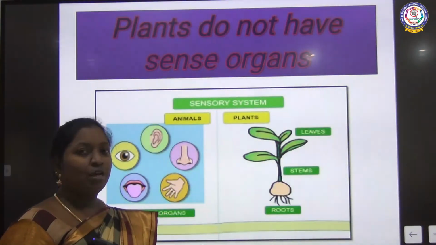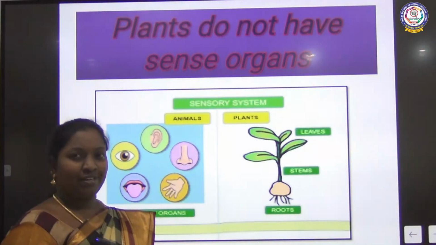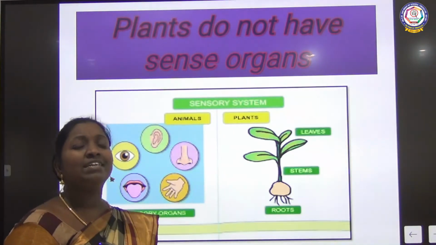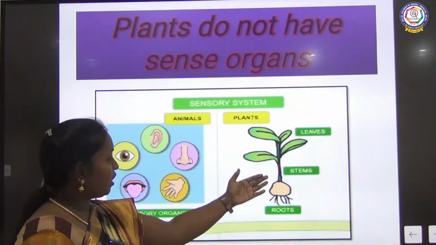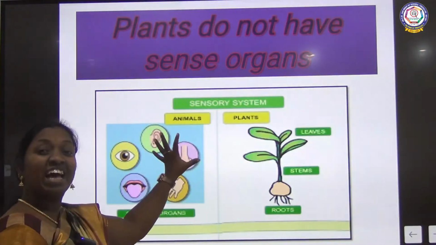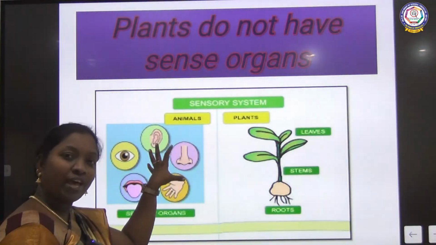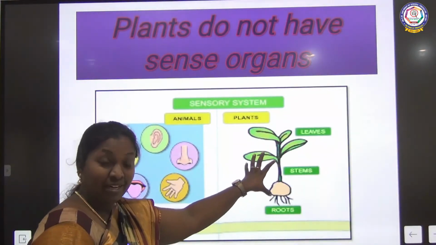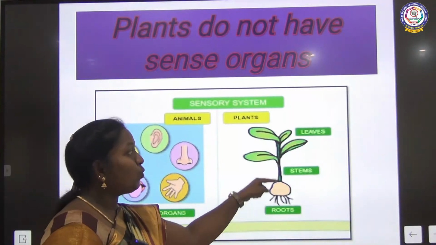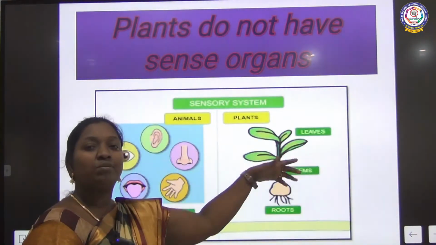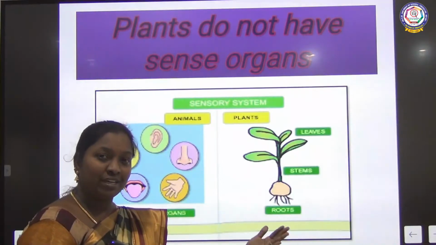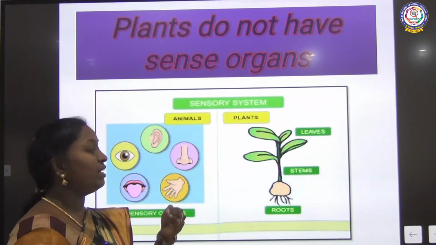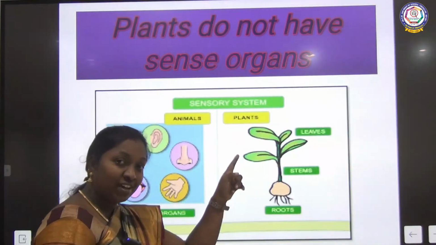Unlike animals, plants do not have sense organs. It is a living thing, but it does not have organs. Instead it has parts: leaves, stem, roots. These sense organs are found only in living things like animals and human beings, but not in plants. Instead plants have the parts root, stem and leaves. With these it can prepare food and grow. I keep repeating that plants prepare food so that they are able to grow. It does not have sense organs.